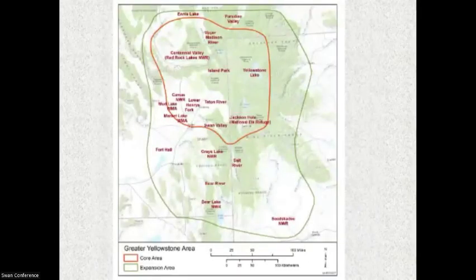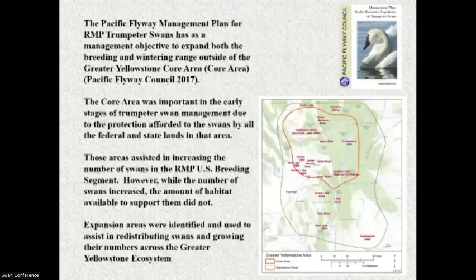Once again, here's the core area, and in a little bit I'll tell you about its importance. At the time when this line was drawn, you're talking maybe the 1980s. It was redefined in the last Pacific Flyway Management Plan for the Rocky Mountain population. And this is what is considered the expansion area. But once again, strictly administrative lines drawn by biologists to categorize things. The Pacific Flyway Plan for the RMP basically has a management objective to get the birds out of the core area and into expansion areas and even beyond, mainly to maintain a healthy population.